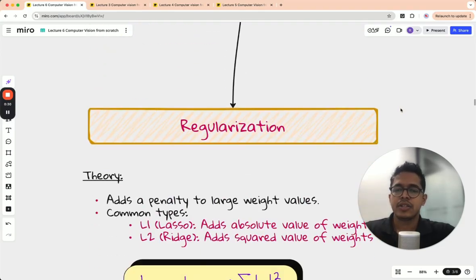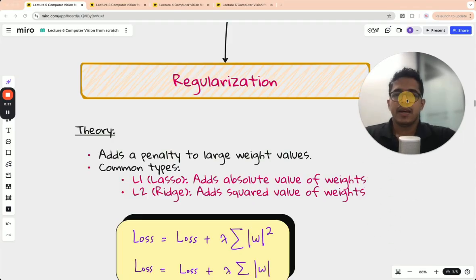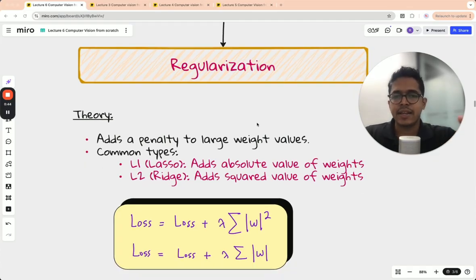All right. So we will start with regularization. Regularization is very famous. I'm pretty sure you have heard of this. If you haven't, no worries. I will explain it to you as if you are a complete beginner. But regularization adds a penalty to the loss term.